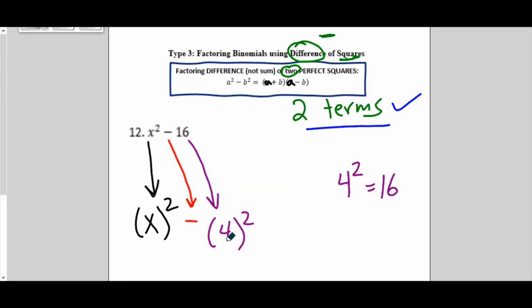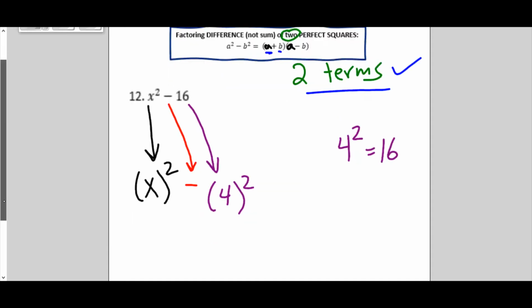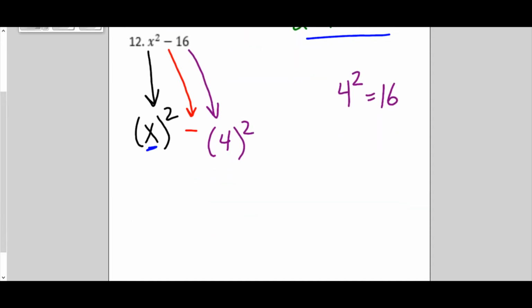So why did I do this? Why did I figure out what squared got me x squared and what squared got me 16? Because this allowed me to identify my a and my b. So my a value is x and my b value is 4. My a is x because x squared gets me x squared, and my b is 4 because 4 squared gets me 16. So now my answer is going to be a plus b times a minus b.